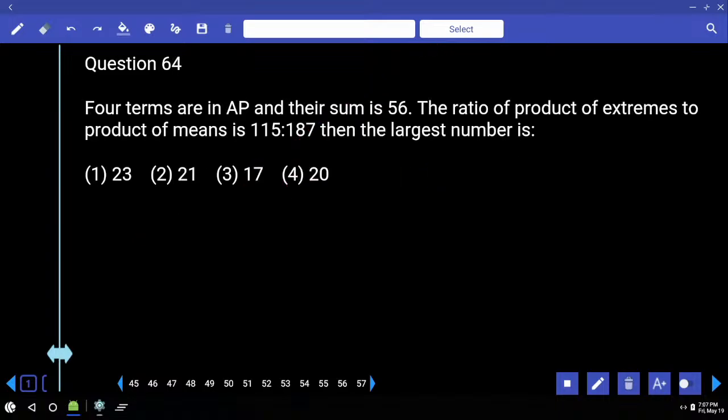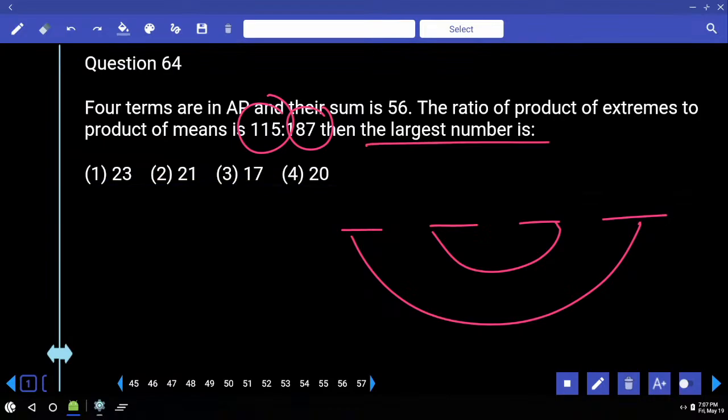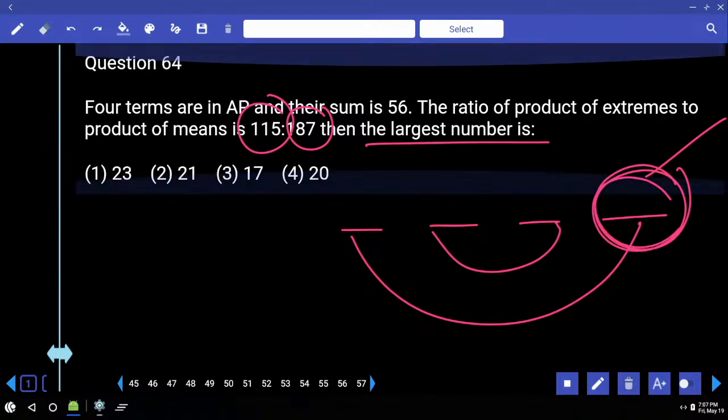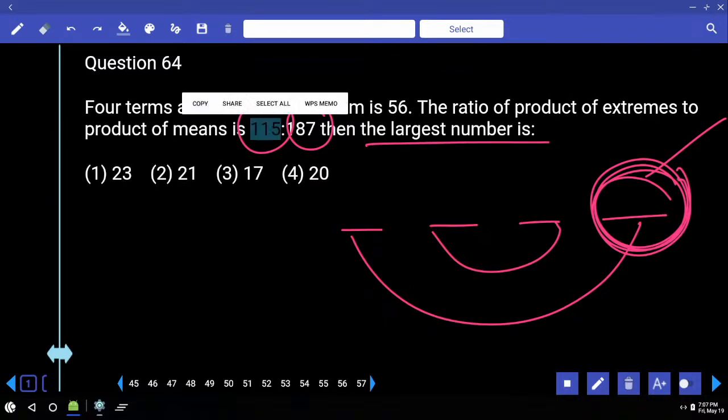4 terms are in AP and their sum is 56. The ratio of product of extremes to the product of means. So product of extremes, product of means, the largest number means this. He is asking for this number, largest number. So actually this largest number is involved in the product of extremes, which is 115. So if we observe the options, which is the factor of that product?